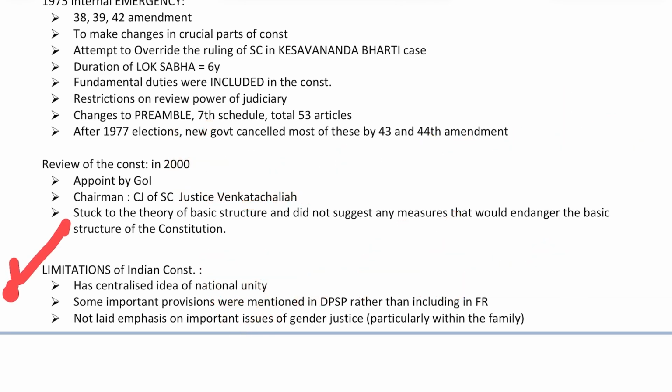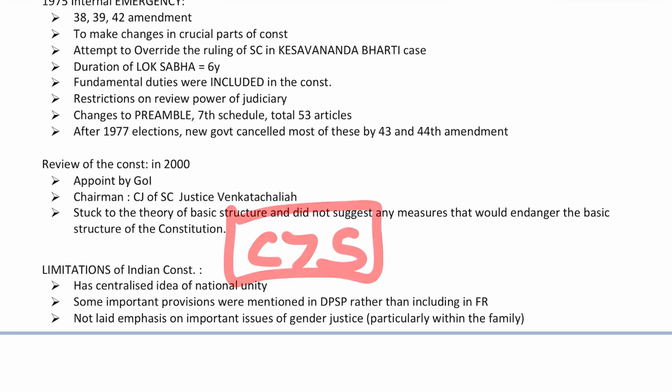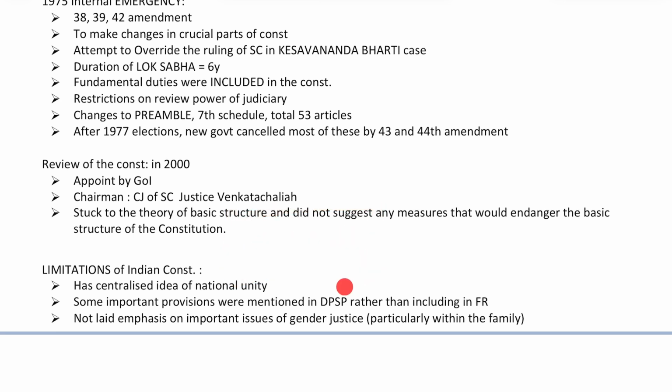Then the limitations of the Indian Constitution. It has a centralized idea of national unity, so the center is greater than the states. Some important provisions were mentioned in the DPSP rather than being included in the FR, the fundamental rights, because of various reasons. One of the prominent reasons given by the constitution makers was the diversity in our country and the need to unite this vast nation, and the after effects of the Indian freedom struggle and obviously after the partition.